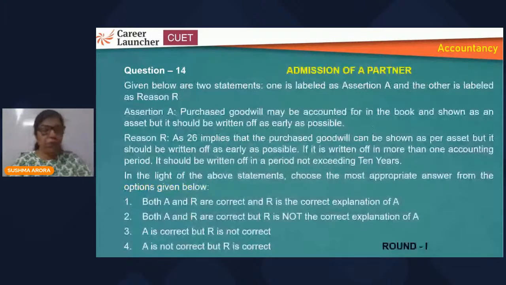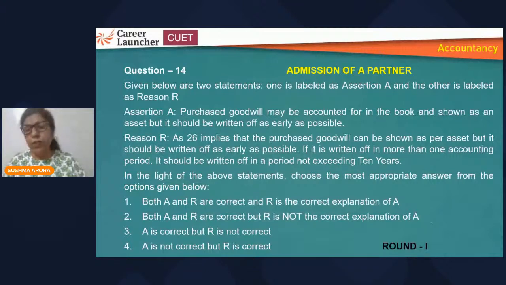Now, see, assertion reason. Question number 14. Purchase goodwill may be accounted for in the books and shown as an asset, but it should be written off as early as possible. Yes. And this is Accounting Standard 26. Accounting Standard 26 implies that the purchase goodwill can be shown as an asset, but it should be written off as early as possible. If it is written off in more than one accounting period, it should not exceed 10 years. Yes, children, both the assertion and reason are correct.